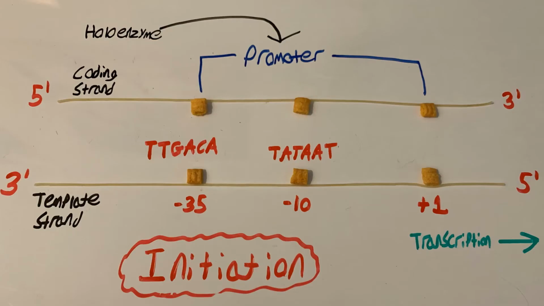Now here we have initiation, and the holoenzyme then binds to the promoter region, which consists of the -35, the -10, and the +1 regions. The -35 and -10 regions are very important to allow proper binding to occur.